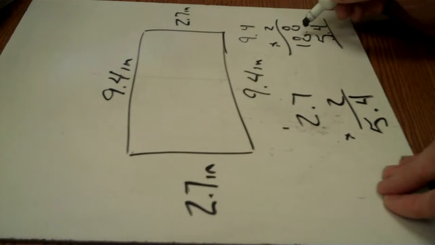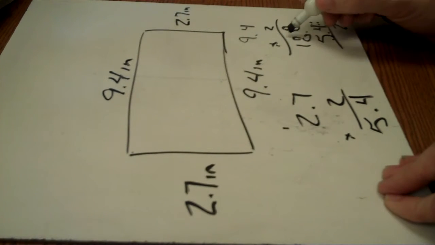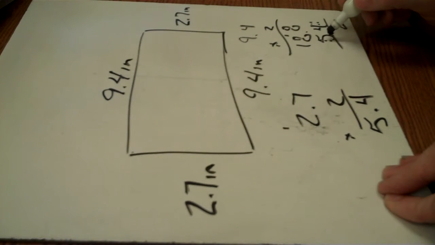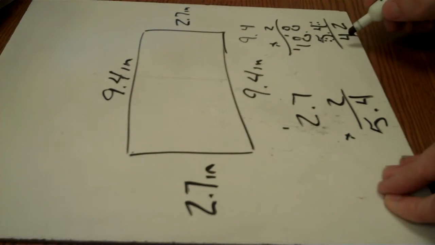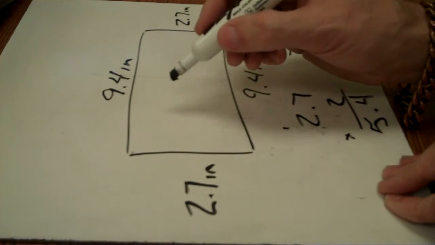And remember, when you're adding decimals, you just line up the decimal. 8 plus 4 is 12, write 2, carry your 1. 8 plus 1 is 9, plus 5 is 14, and then 1, 2. And the decimal just drops straight down, so it'll be 24.2.